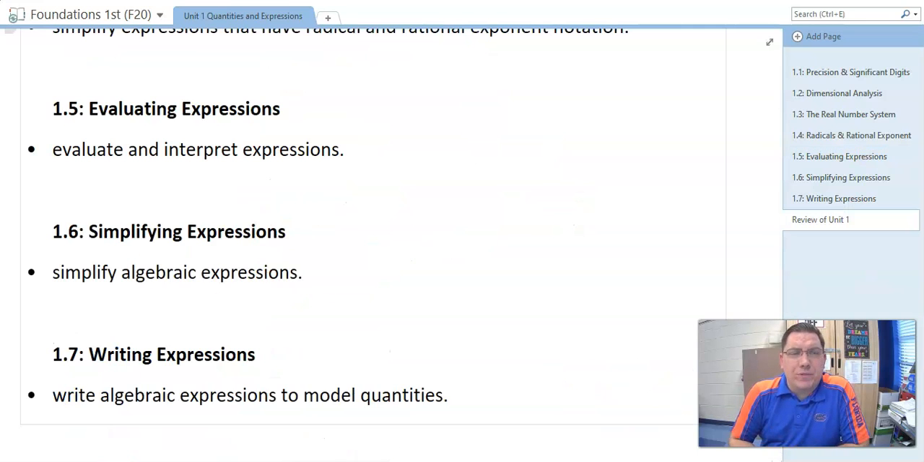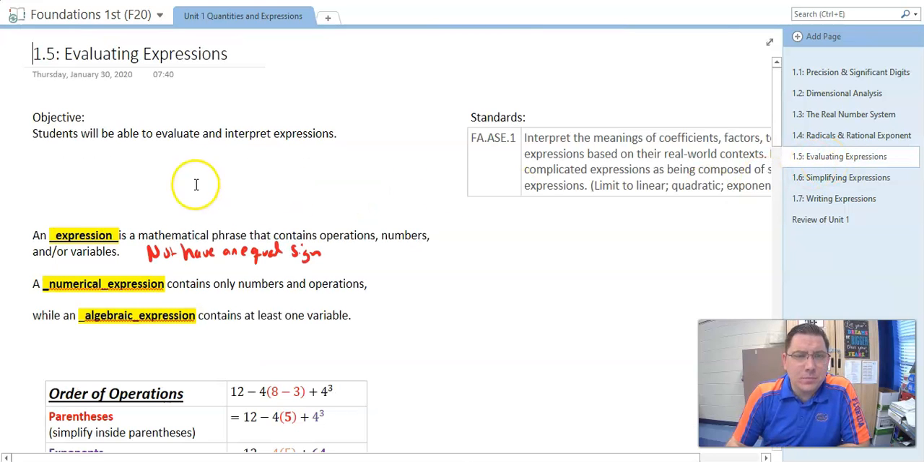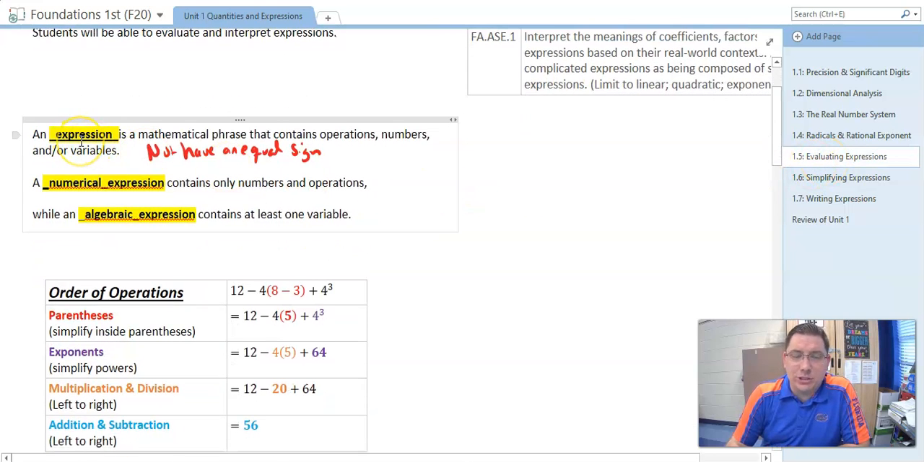So let's look at 1.5 on evaluating expressions. And in this section, our key goal was to be able to evaluate and interpret expressions. And so remember that an expression is a mathematical phrase that contains operations, numbers, and or variables. But remember, it cannot have an equal sign, because if it has an equal sign, it is an equation, not an expression. A numerical expression contains only numbers and operations, while an algebraic expression contains at least one variable.